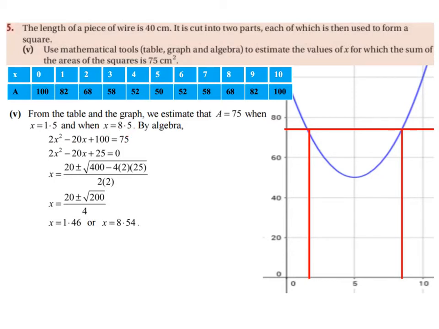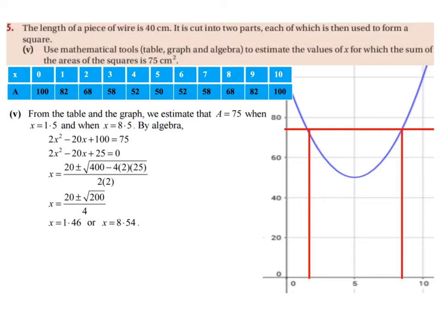So looking at our table first of all, 75 is going to be somewhere in between 82 and 68. So therefore your x value is somewhere in between 1 and 2. We're going to estimate 1.5. And our other x value is going to be in between 8 and 9, because again, 68 and 82, 75 is in the middle of those. So 8.5 we're going to go with for x values.